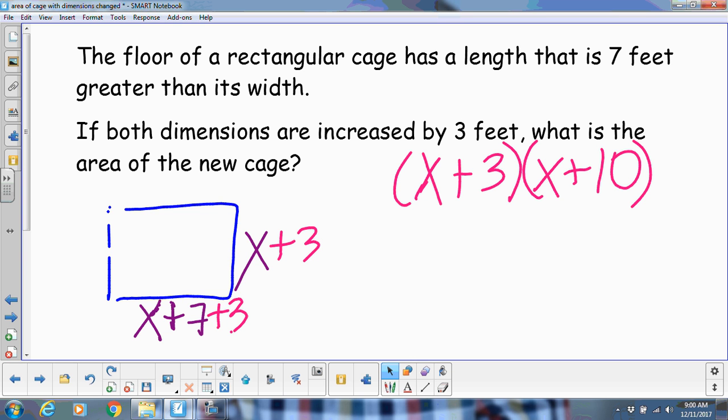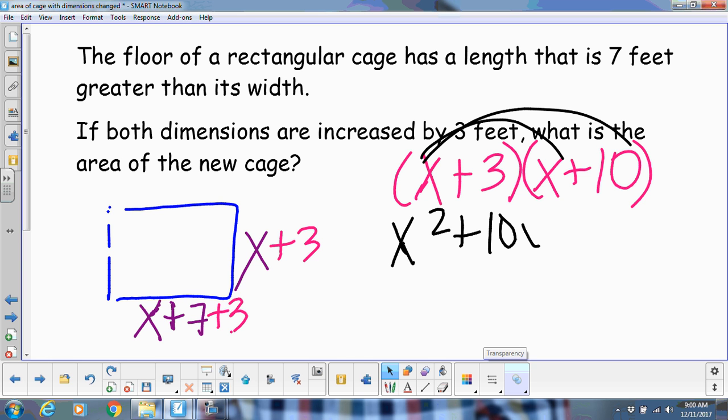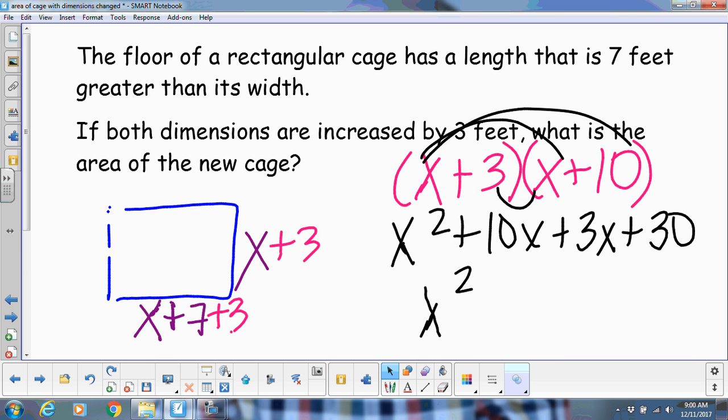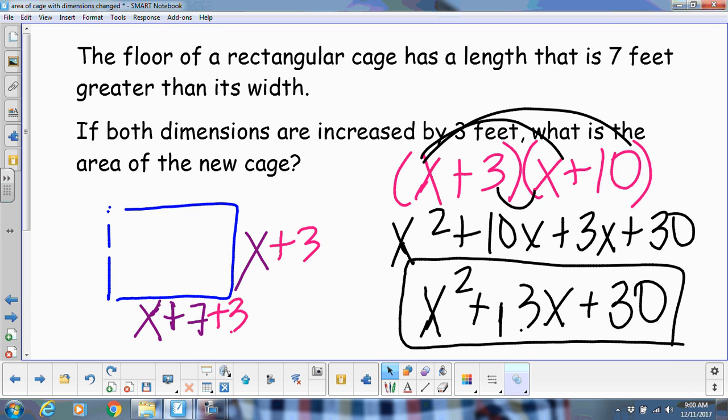All right, what you got? And that gave you x squared plus 13x plus 30. Do you understand what we're doing here?